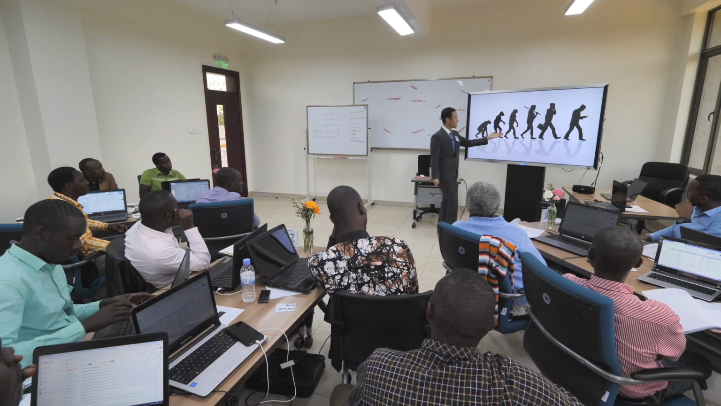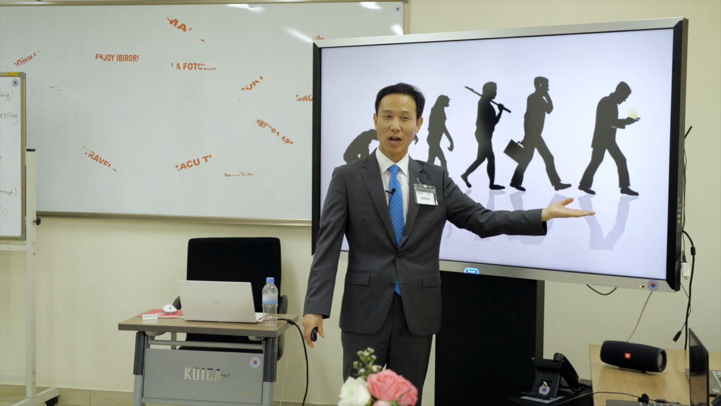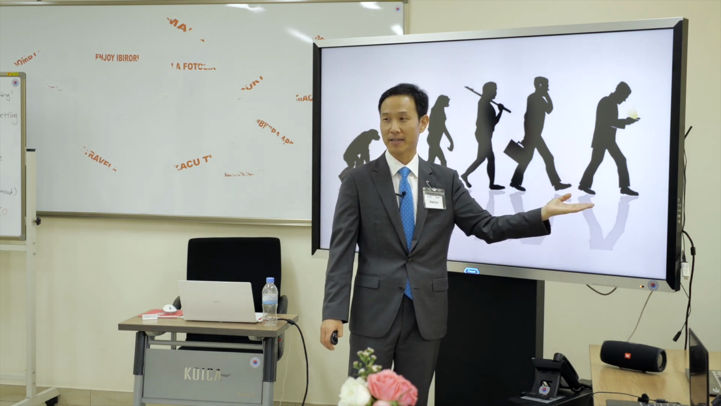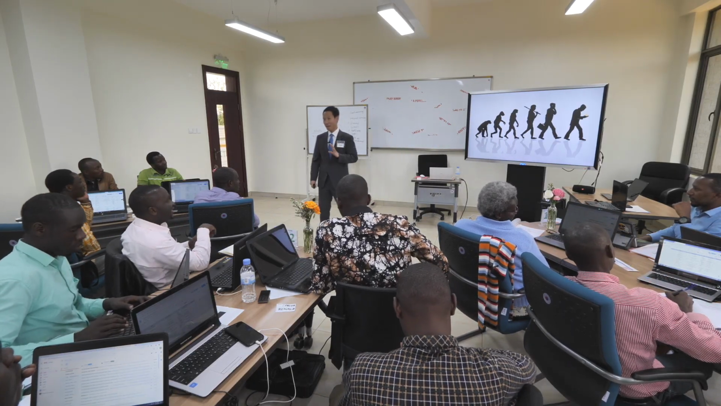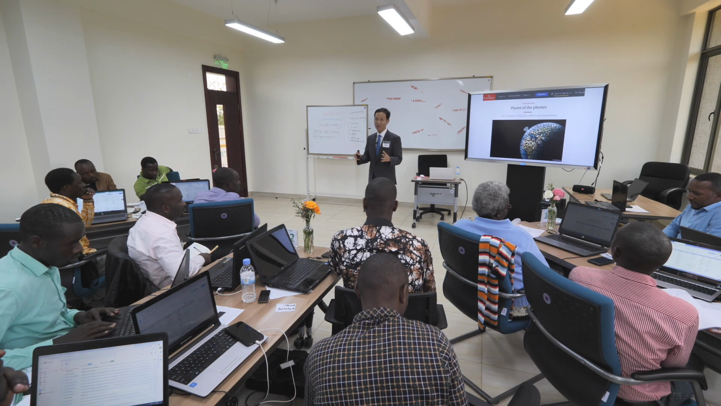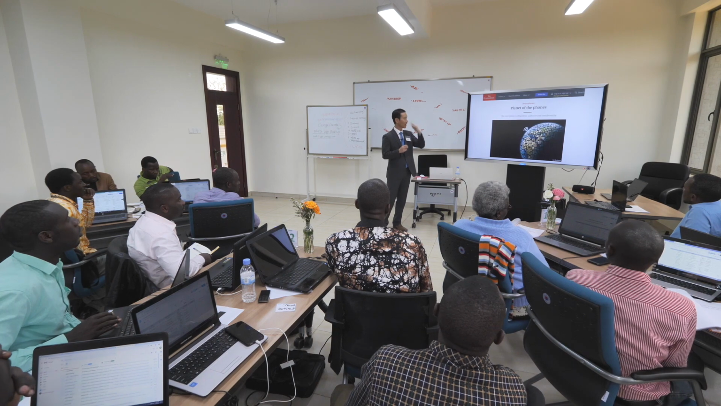So we call humans Homo sapiens. This one, how would you name them? Phono sapiens. Phone. Phono sapiens. It's not a name I made up at all. This magazine, the Economist, the world renowned, maybe the best magazine of the world about the economy and other things, says the latest evolved human race is called Phono sapiens. And it named the Earth the planet of phones.